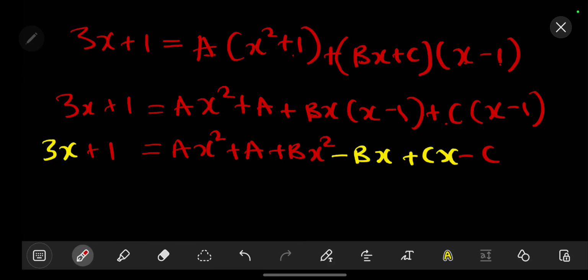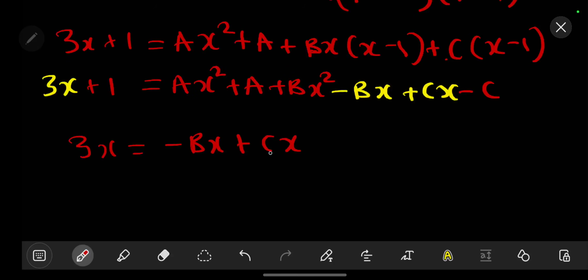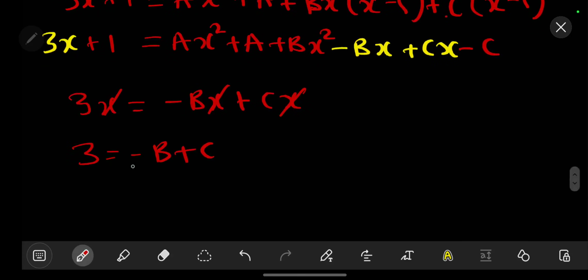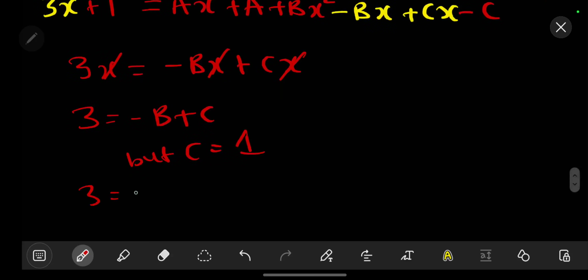So we are going to say our 3x should be equal to negative bx, then we have plus our cx like that. Then we can divide our x throughout since it's common, so dividing x, it will be like that. So 3 should be equal to negative b plus our c like that. Then we are going to substitute. We know that our c is equal to positive 1. So we are going to say 3 should be equal to negative b, then we have plus 1.